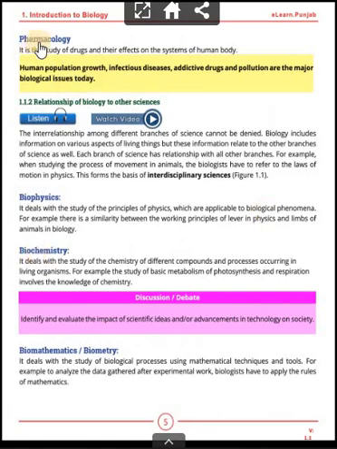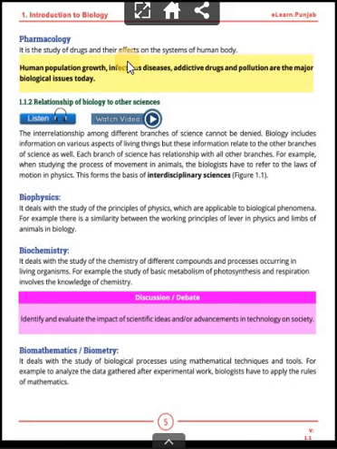The next one is pharmacology. Pharmacology is the study of drugs and their effects on the human body. Drugs means medicines: what sort of medicines are good for a specific disease, what are the side effects of that medicine, how we have to take them, what precautionary measures we have to take, and how they can be prepared. All these things are studied in the branch called pharmacology.